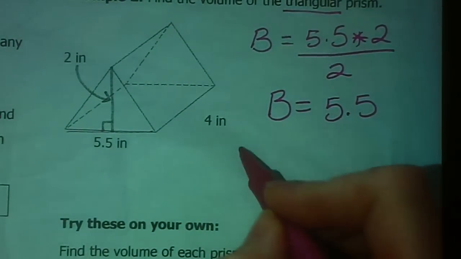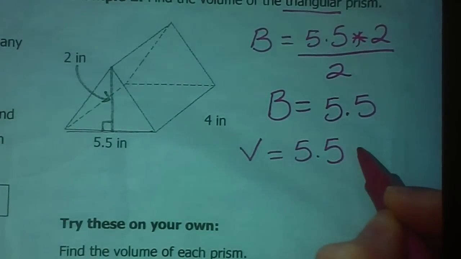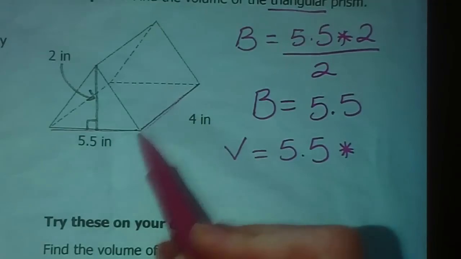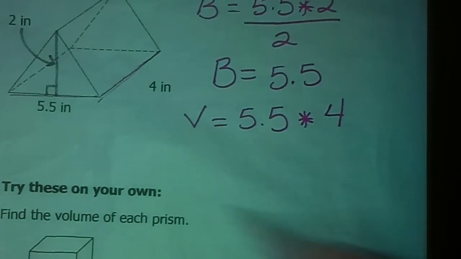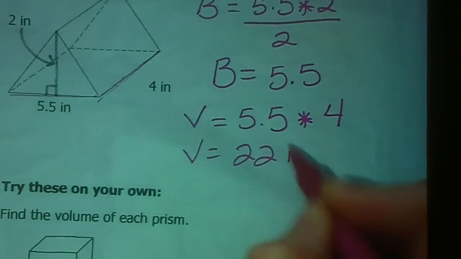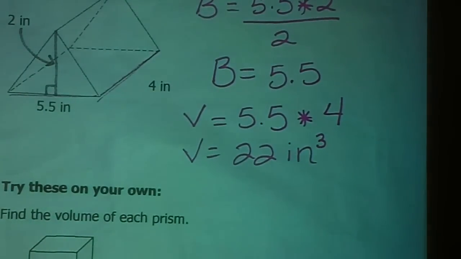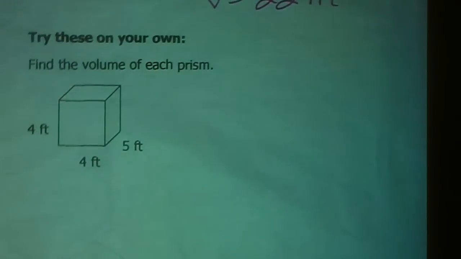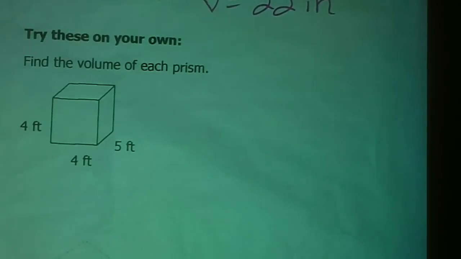But for volume, we need the area of the base, and we're going to multiply that by how tall it is. Now it looks like it's laying down right now. The height of the prism is 4. So our overall volume is 22 cubic inches, or inches cubed. All right. So here you have 2 examples. And these are the on your own, the OYO that we used to do way back in the day. All right, so we're going to try these on your own.